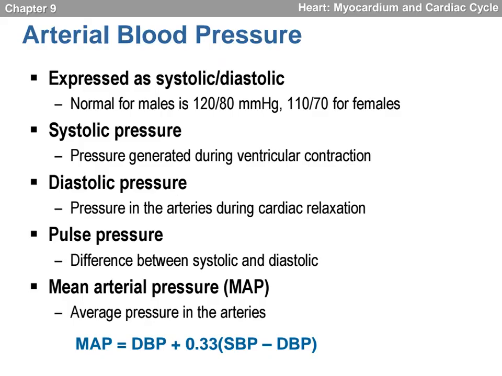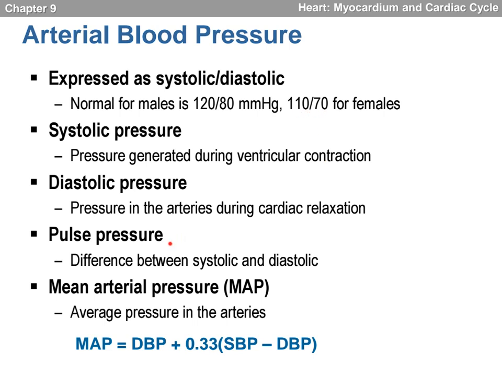Arterial blood pressure is expressed as systolic blood pressure, the pressure generated during ventricular contraction, divided by diastolic pressure, which is the pressure during cardiac relaxation. So the normal value for a male would be about 120 over 80 millimeters of mercury. For a female, it's 110 over 70.